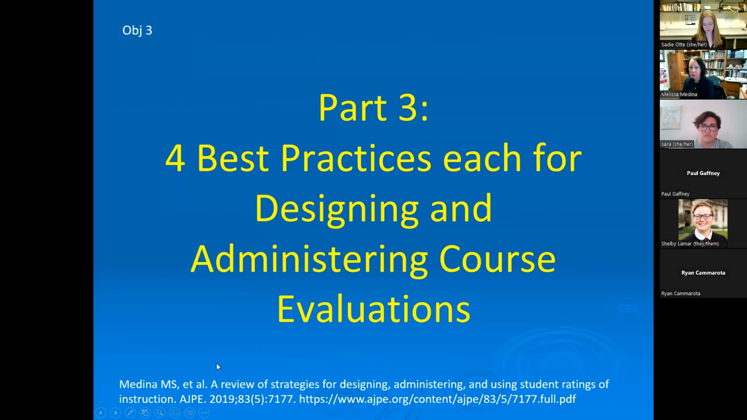So for section 3, I wanted to just spend a few minutes talking about some best practices for designing and administering course evaluations. So if this is something you're not directly involved in, you may be able to give feedback to the group that is involved in this. And I have derived this from these suggestions from the review article I had mentioned to you. I have the reference there at the bottom of the slide for you.